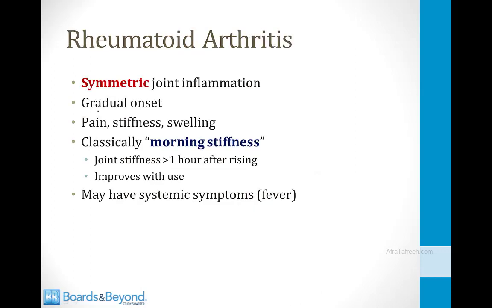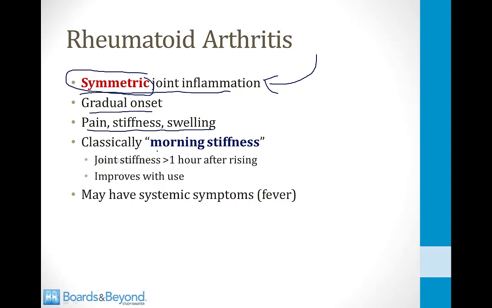Rheumatoid arthritis classically presents with symmetric joint inflammation, and the fact that it's symmetric is very important for distinguishing it from the more common type of arthritis, which is osteoarthritis. Patients with osteoarthritis typically develop symptoms in one joint on one side of the body at first. Later, the disease can progress and involve multiple joints on both sides of the body, but that's usually not the way it starts out. On the other hand, rheumatoid arthritis, because it's an autoimmune condition, usually begins with symmetric inflammation of the joints. The onset is gradual, and patients will notice pain and stiffness and swelling in the affected joints.